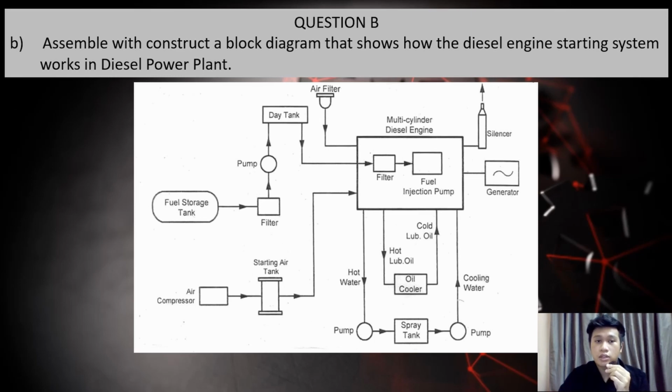We can see on the slide a layout of a diesel power plant. The essential components of a diesel power plant are the diesel engine, air filter and supercharger, engine starting system, fuel system, lubrication system, cooling system, governing system and exhaust system.